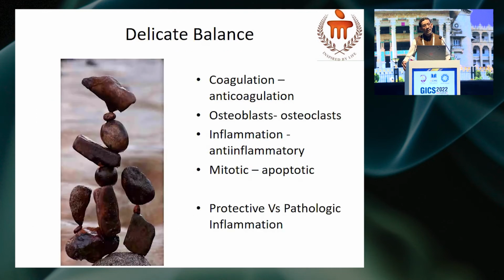The body has a delicate balance of all these events: coagulation and anticoagulation, osteoblasts and osteoclasts, inflammation and anti-inflammation, mitotic and apoptotic. Inflammation can be either protective or pathologic. There is a delicate balance between the two, and often one gradually slips into the other, so it is very important to identify the change from a protective to a pathologic event. That's where looking for an appropriate cytokine marker is important.